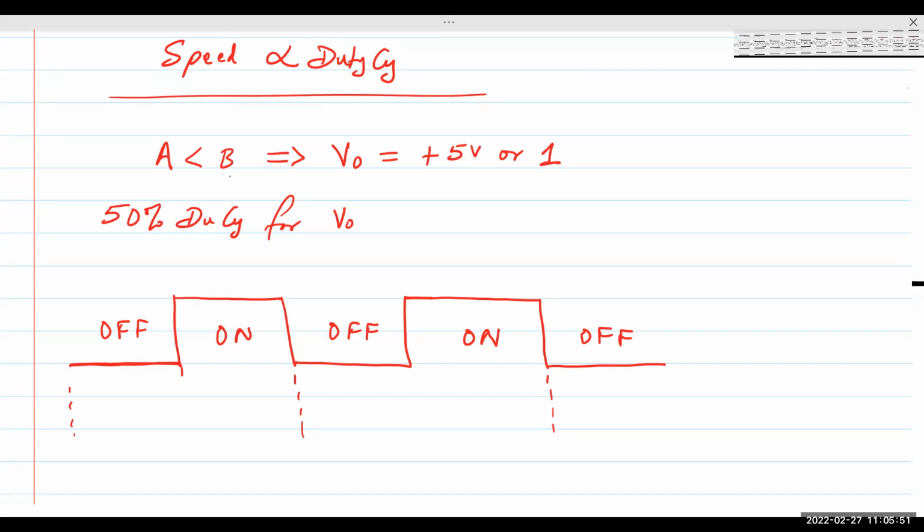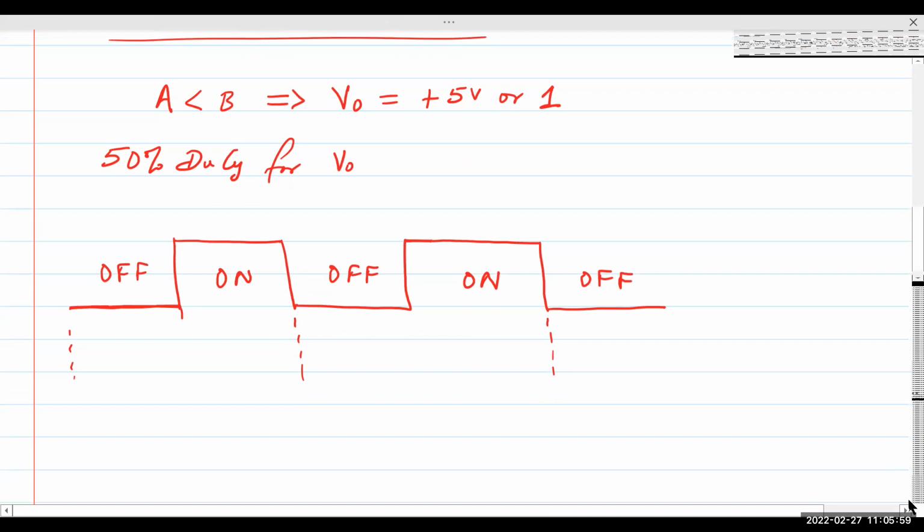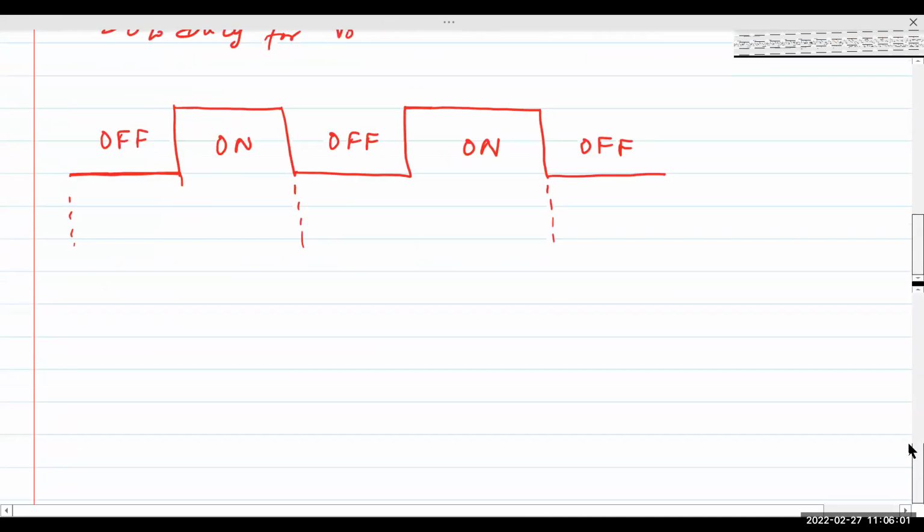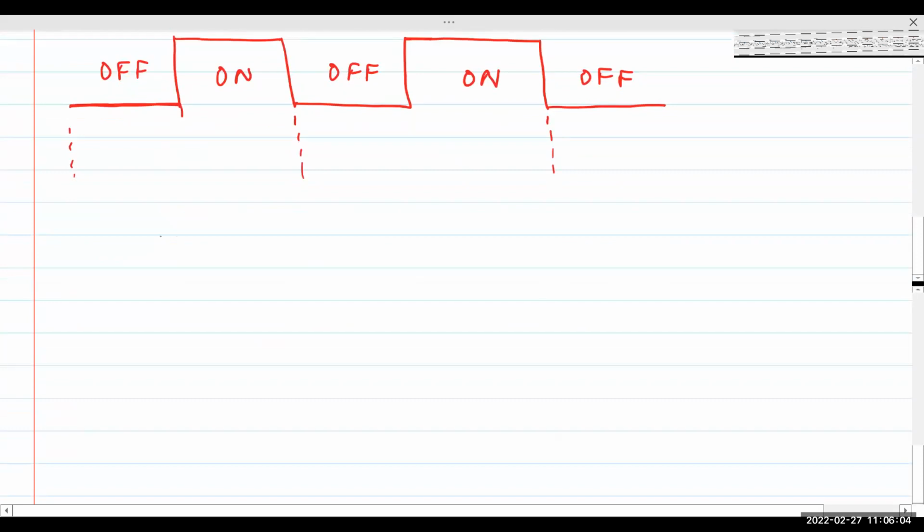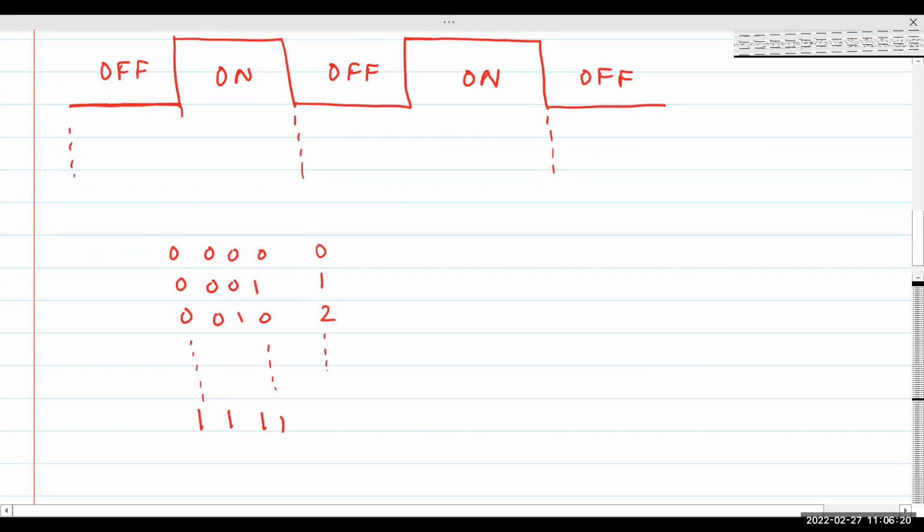Okay, A has to be less than B, not equal to, not greater. It has to be less than B for half the time. So if you look at the number of states, this is a 4-bit counter, right? What are the number of states possible? 16 states possible, right? And so on and so forth, all the way until we get 1, 1, 1, 1. So this is 0, 1, 2, and so on till we get to 15, or in hexadecimal, this would be F.